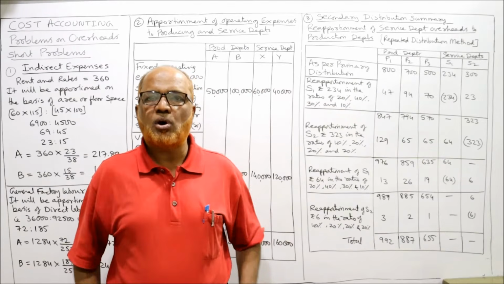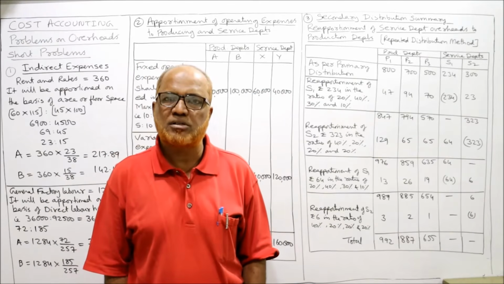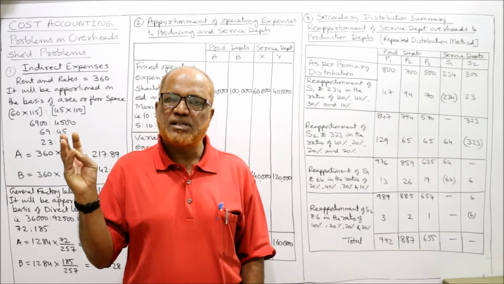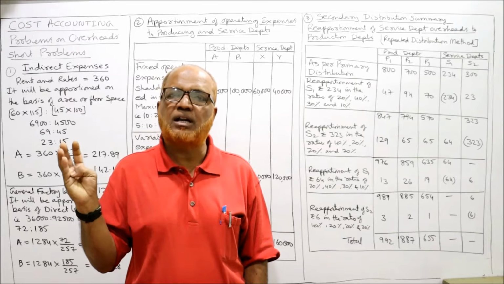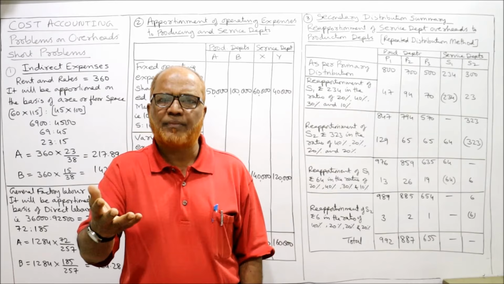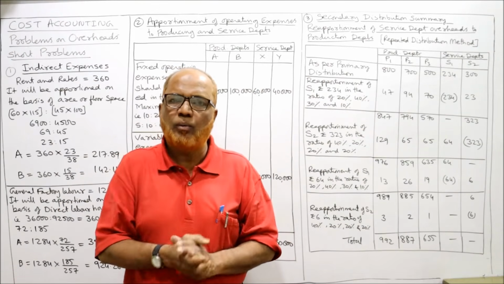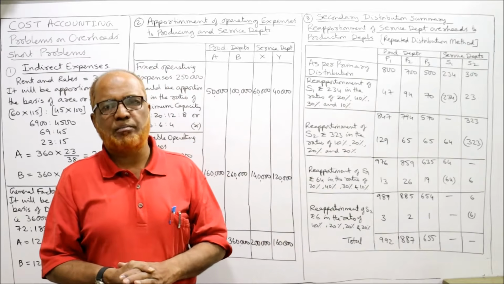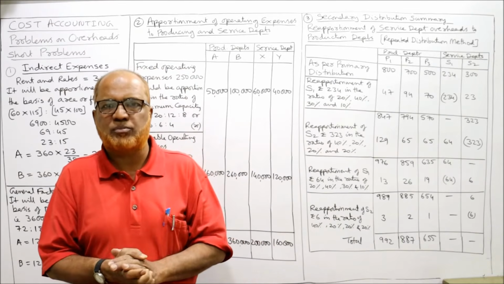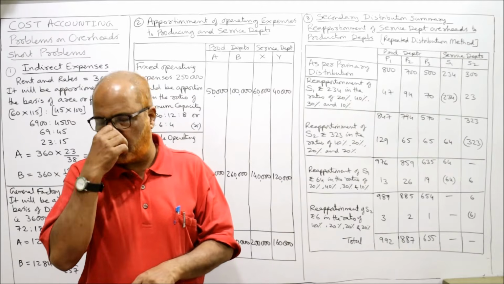There are 3 methods of reapportionment of service department overheads to production departments. One is repeated distribution, second simultaneous equation method, third trial and error method. Trial and error method is a rough method. अपने expectation, अपने belief के हिसाब से we can be able to apportion the expenditure, but that will not be taken in the practical problems. In practical problems, we consider a repeated distribution or simultaneous equation.